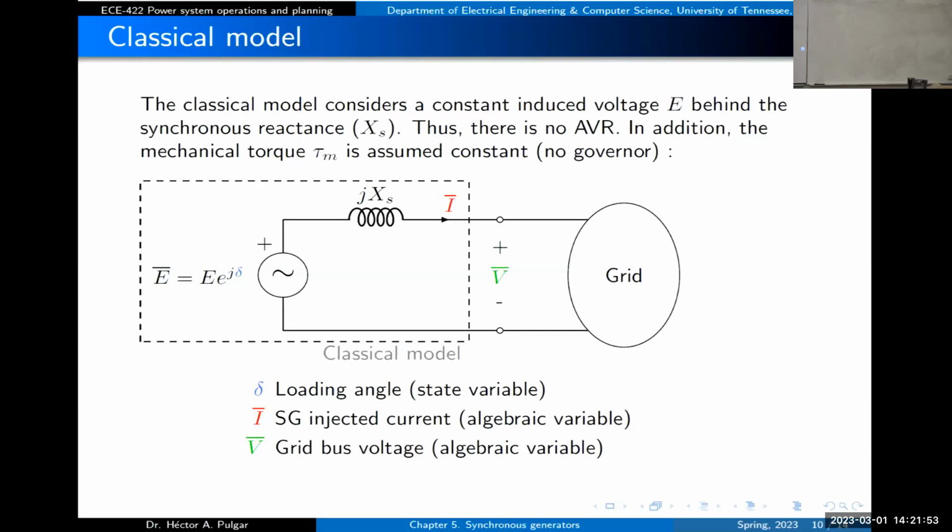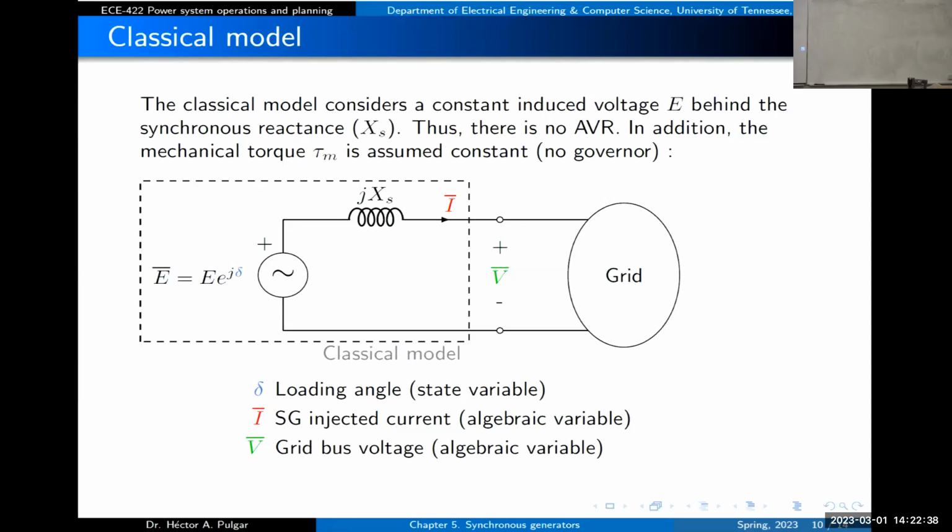This magnitude of the internal voltage has to do with the AVR. By increasing or decreasing the current in the rotor winding, we can increase or decrease this magnitude. For the classical model, we're going to assume that this is constant. We're going to assume that the current in the rotor circuit, DC current, is fixed. Therefore, the flux in the machine is fixed. Therefore, the induced voltage is going to be fixed. Just the magnitude, because the angle of this will change with the variable delta.